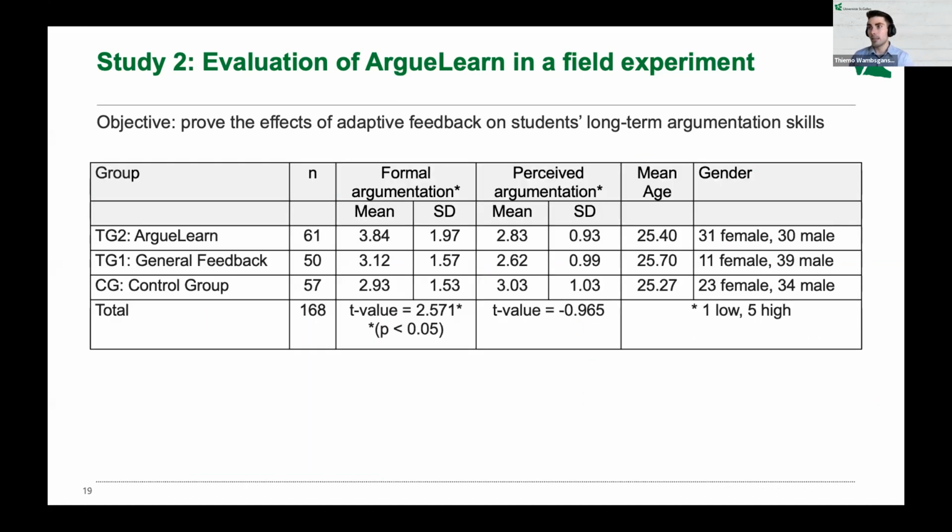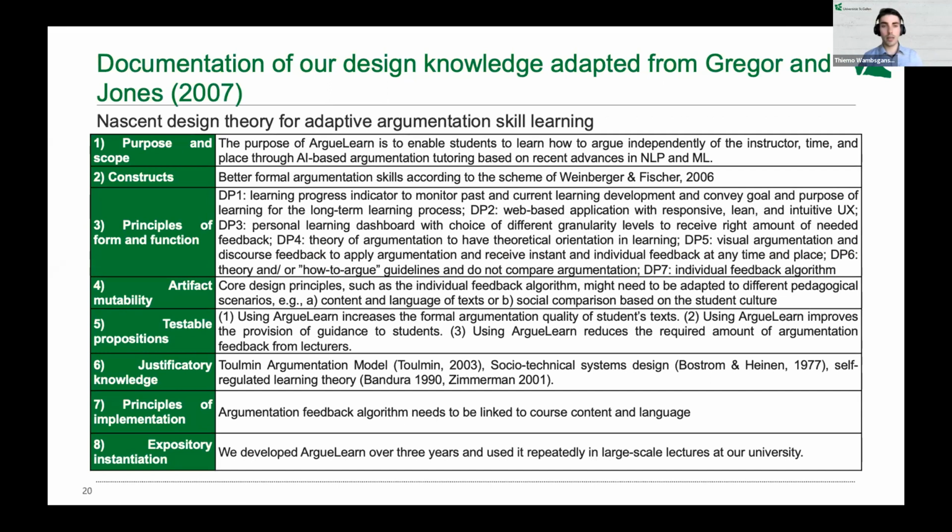Here also the results indicate that students who received adaptive argumentation tutoring and feedback based on our design principles had a higher formal quality of argumentation in another domain in a post-test. However, we didn't receive any significant results on the perceived argumentation level based on our treatment. Finally, we aim to summarize our insights in the nascent design theory according to Krieger and Jones 2007, where we summarize the design findings according to 8 steps.